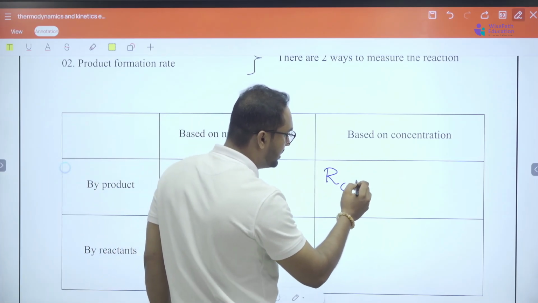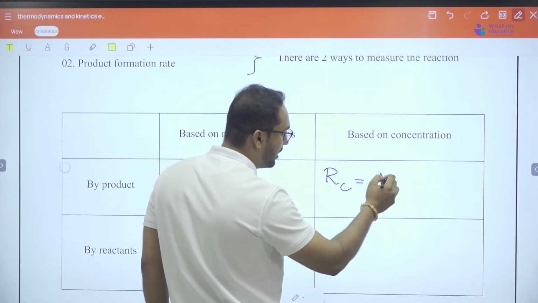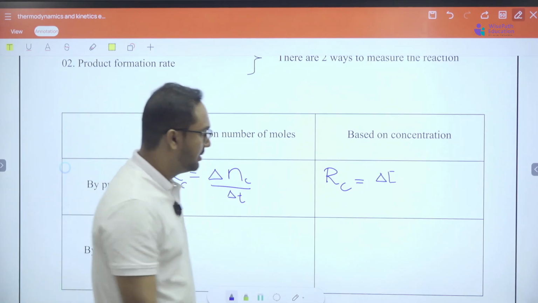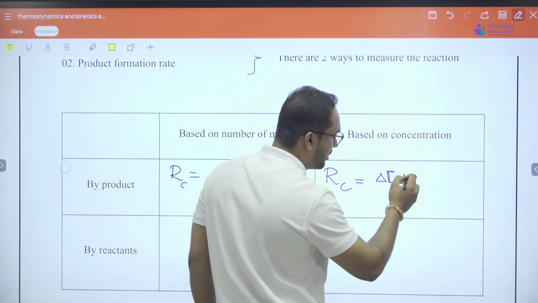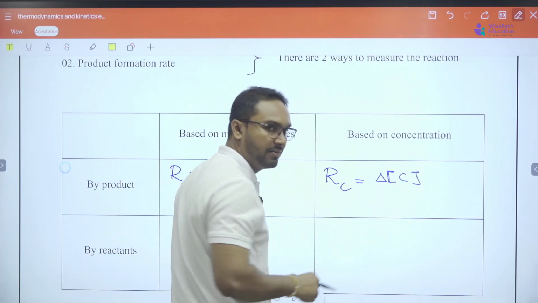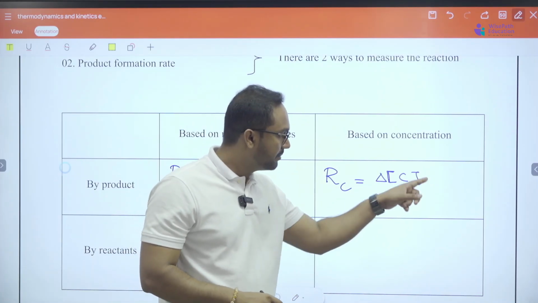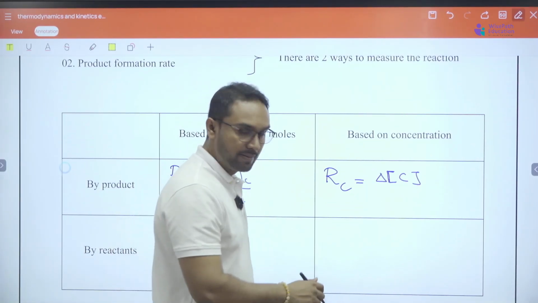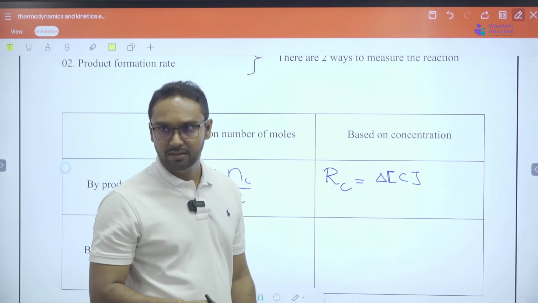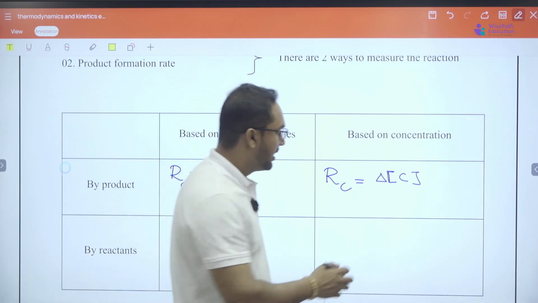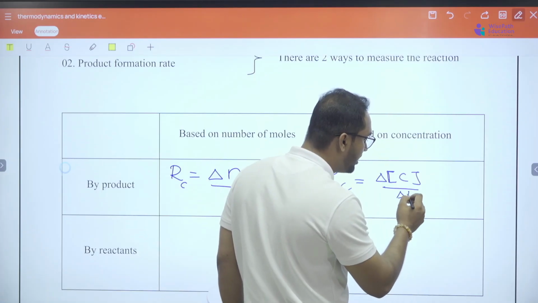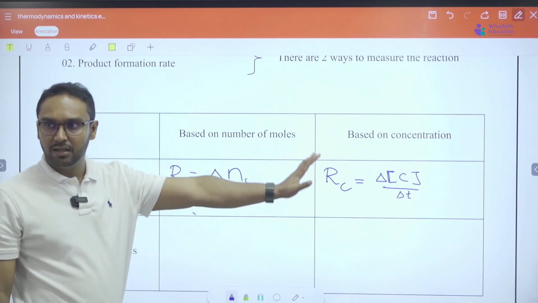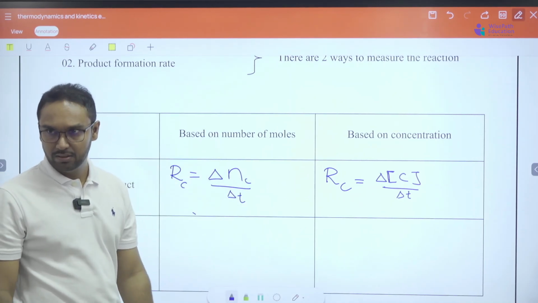The rate of production of C is equal to delta concentration. You write it in a square bracket, like this, of C. This is the concentration difference of C. If you write it in a bracket like this, it means the concentration. And divide by delta t. That is the rate of production of C considering the concentration.